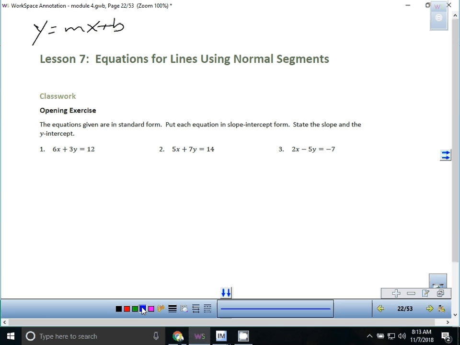Switch around. And do what? Rearrange them. Switch around, rearrange to do what? What are we trying to do? Get y by itself, right? In order to be in slope-intercept form, yeah, we want y by itself.